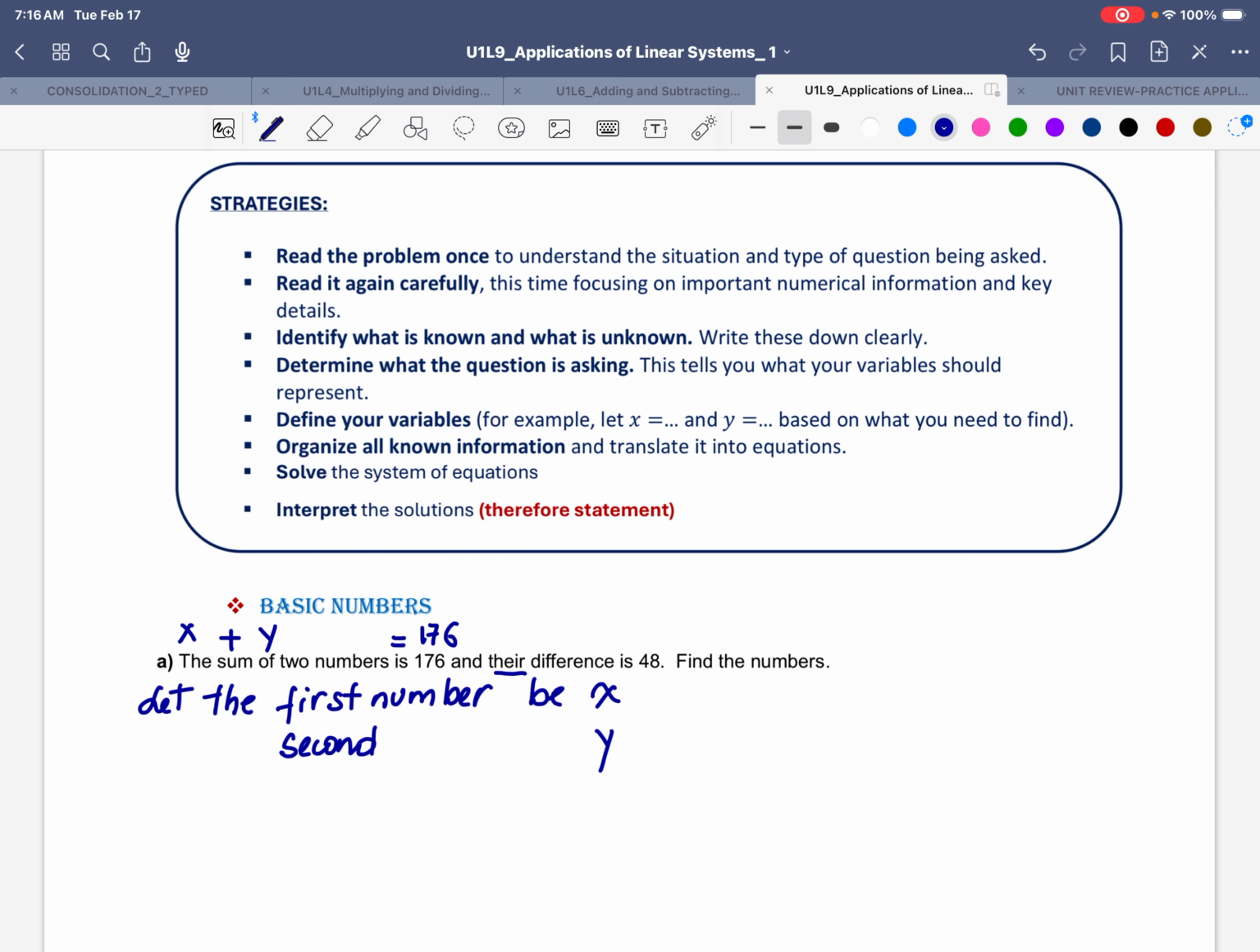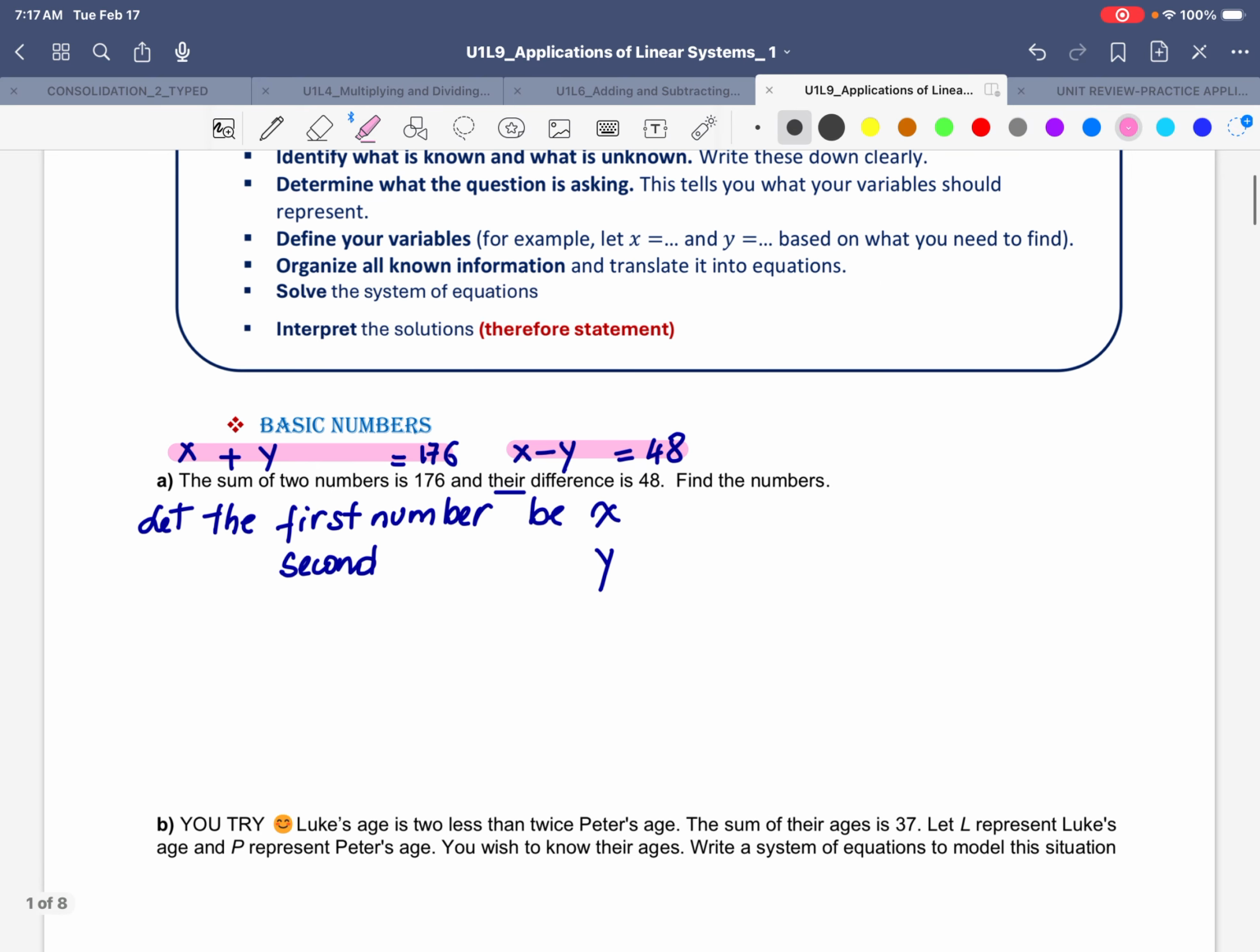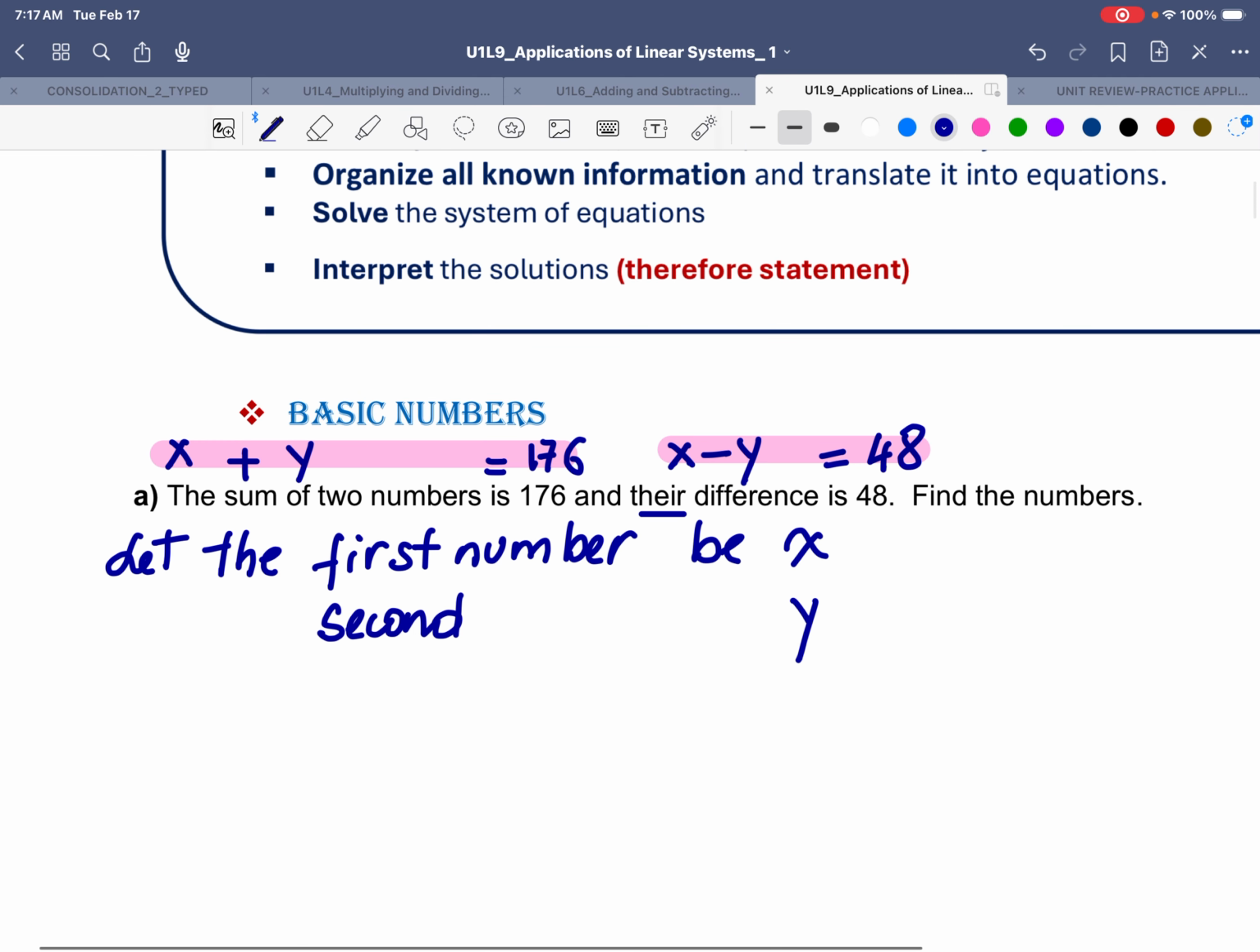Now, their difference, so whose difference? Well, x and y difference. So we're going to say the difference between x and y is x minus y, here goes is again, equals, and then the value is 48. So with this, we have formed two equations, and they both contain the same variables x and y. So we'll put them together and solve it. So x plus y is 176, and x minus y equals 48.